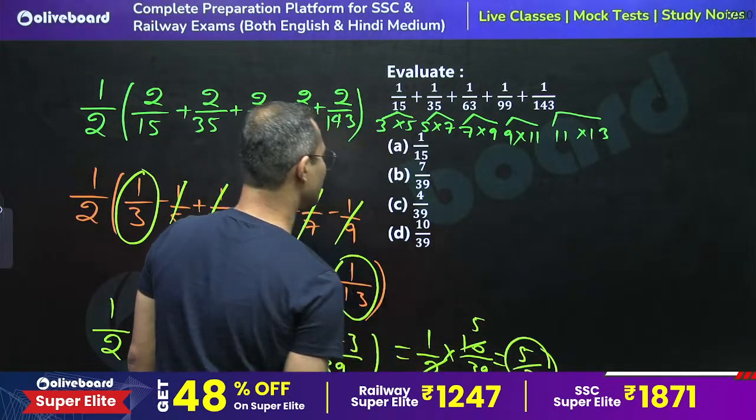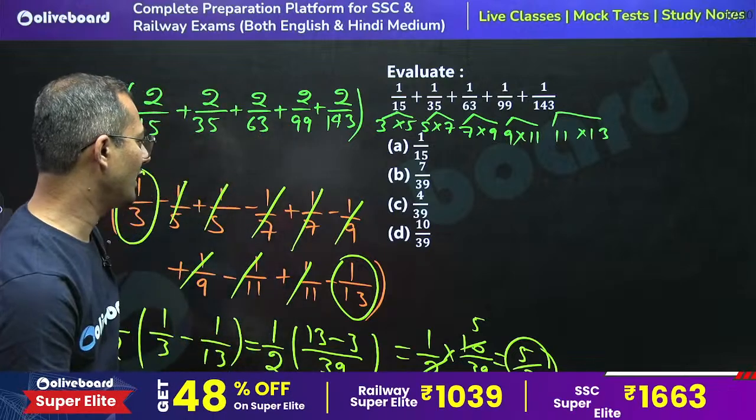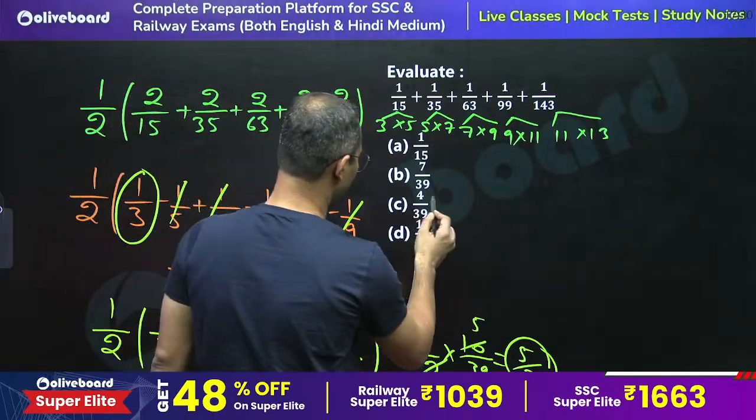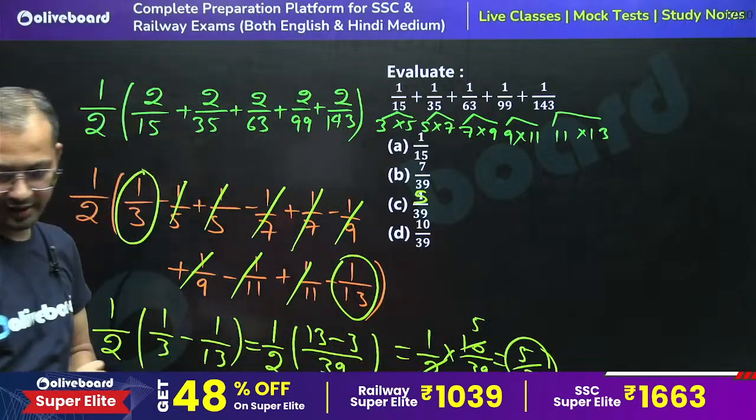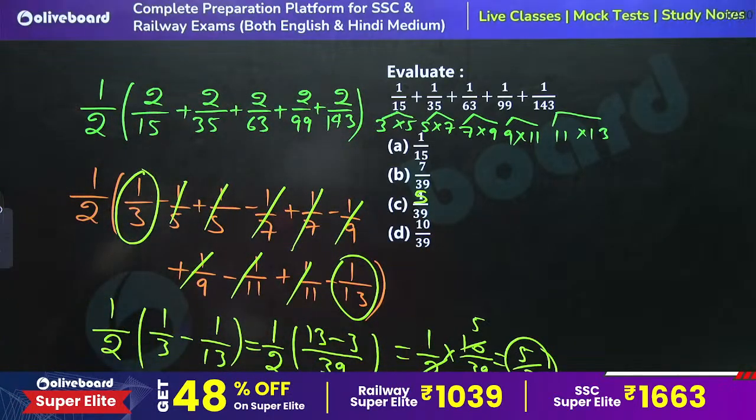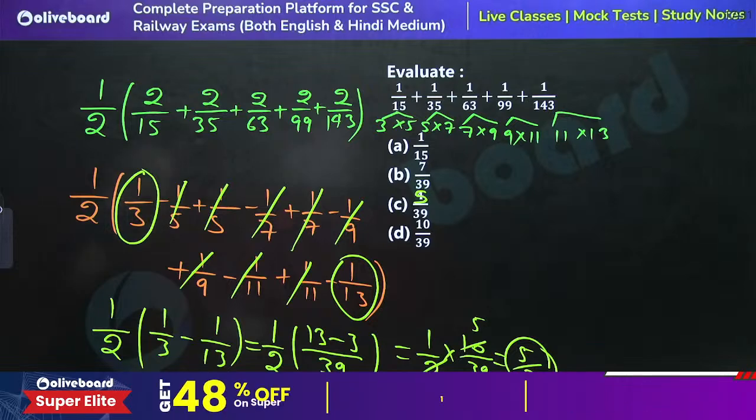5 by 39 is the right answer. So just correct it. 5 by 39 is the right answer. Yes. Is this clear? So, very good question.